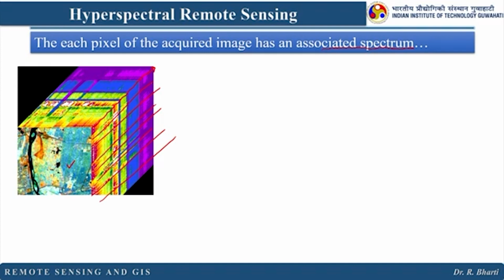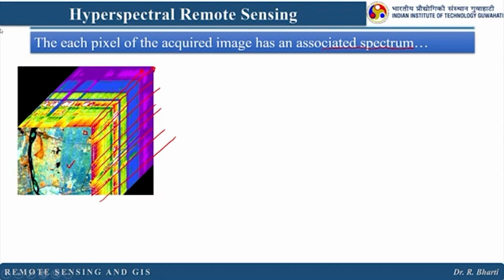Now, if you want to know the property of this particular pixel, then you will have enough information. Why? Because here you have hundreds of bands. So, let us consider a case where we are using Hyperion data.